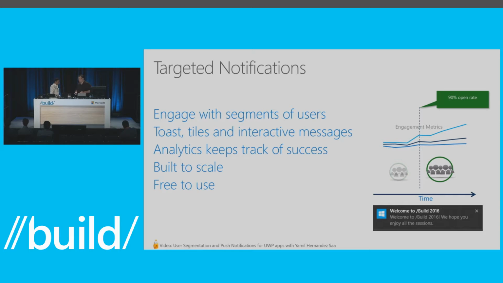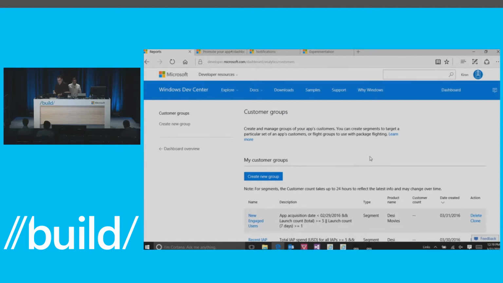So let me take a moment here and switch over to my PC. And let's show you how some of this stuff works. Okay, first thing we've got here are customer groups. So these are our segments. And customer groups are located when you log into Dev Center. On your dashboard, on the bottom left corner, you'll see something that says customer groups. So I've clicked on that already.